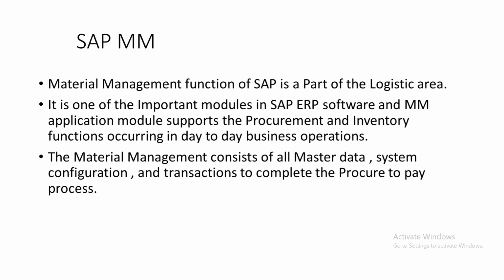Configurable data means things like your sales order type, sales organization, distribution channel, division. All of that comes under configuration, plant, company code. Transactional means inquiry, quotation, sales order creation, purchase order creation, purchase requisition. All these activities come under transactional data.